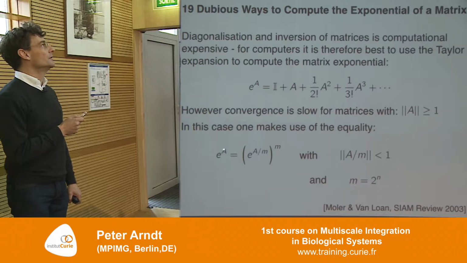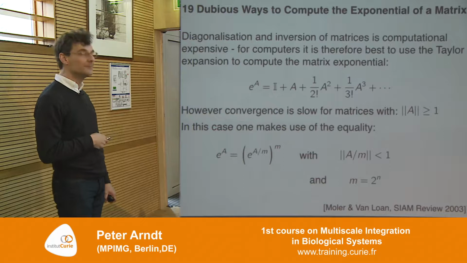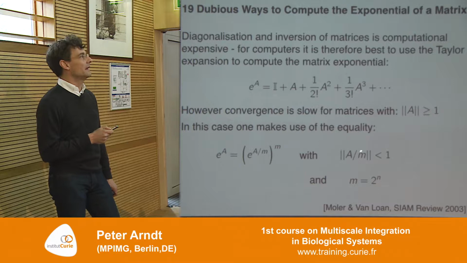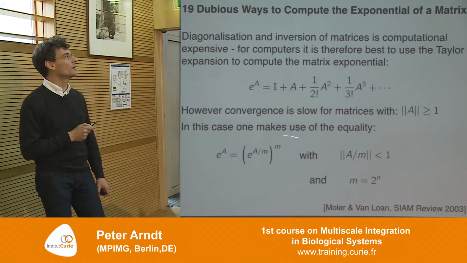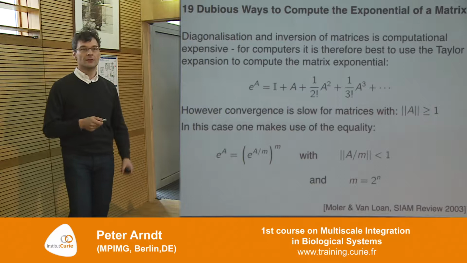So the little trick you should do is you just note that E, the exponential of A, is just the exponential of A over M, to the power M. And then you choose M such that the norm of A over M, the norm of this matrix, is smaller than 1. So then this exponential actually converges fast. And then you take this matrix to the Mth power. And if you're really smart, then you choose M to be a power of 2, because then in the end you just have to square the matrix at the very end.